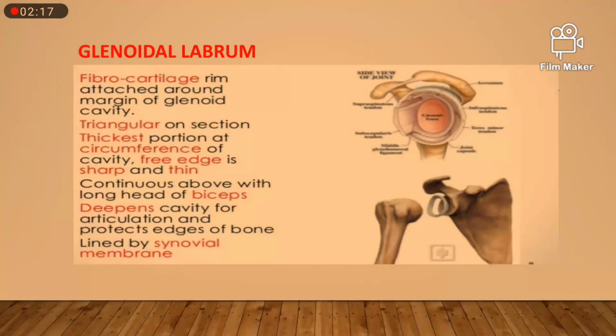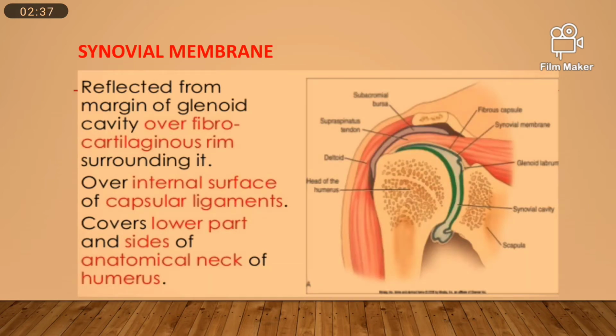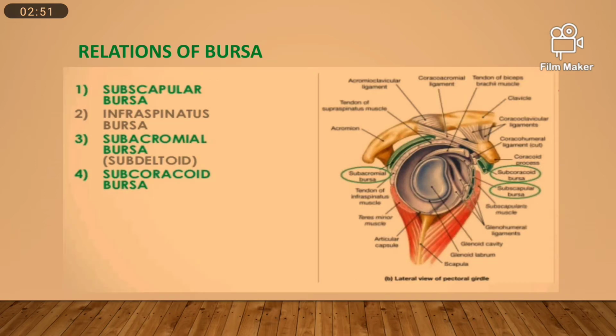Now a fibrocartilage rim attached around the margin of the glenoid cavity, that is the glenoidal labrum, triangular on section, thickest portion at the circumference of the cavity, free edge is sharp and thin, continuous above with the long head of biceps. The synovial membrane reflects from the margin of the glenoid cavity over the fibrocartilaginous rim surrounding it, over the internal surface of the capsular ligament, and covers the lower part of the sides of the anatomical neck.